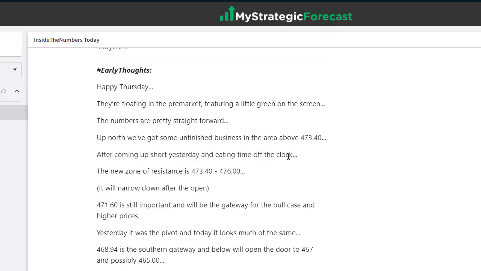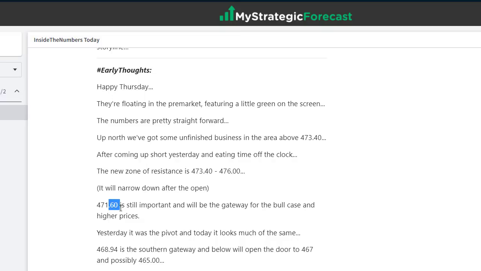They're floating in the pre-market, featuring a little green on the screen. The numbers are pretty straightforward. So we had the same zone that they never got to yesterday. And by the way, obviously, you know this by now, they never got there again today. The same 473.40. Now, it wasn't going to be the same as it was from an interest of a short trade at that number, but into that zone, the market was typically going to find overhead resistance. However, today, they found it first before.